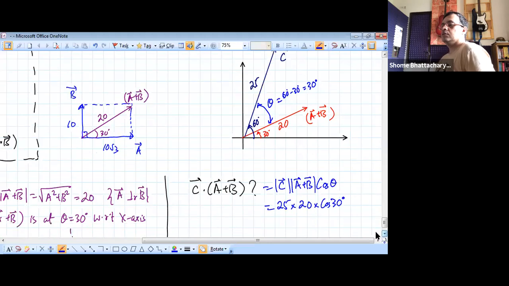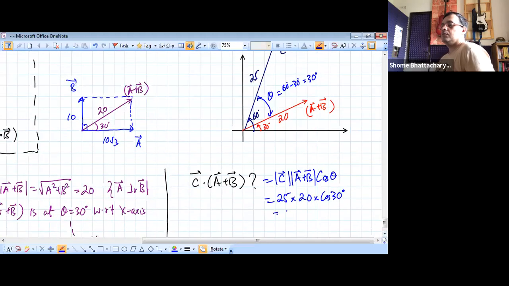So how much will this be now? It will become 250 root 3. So that is the left hand side of the equation. C dot A plus B has a numerical value of 250 root 3 units square, whatever the unit A, B and C are.